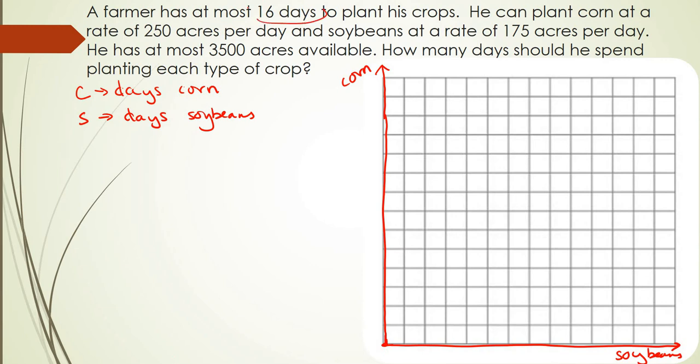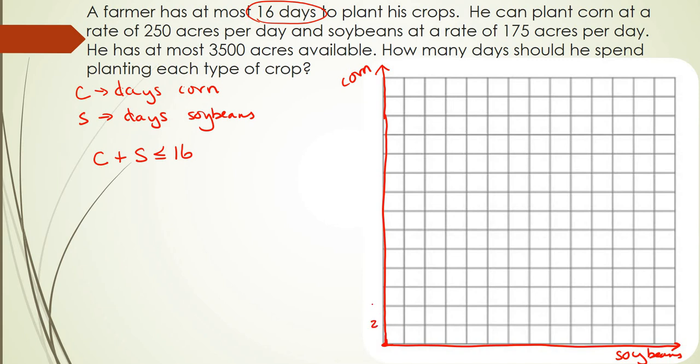Okay, days. At most 16 days. So the days that I plant corn plus the days that I plant soybeans has to be less than or equal to 16. So I'm going to use x and y, well, c and s intercepts. The value of c when s is 0 is 16.